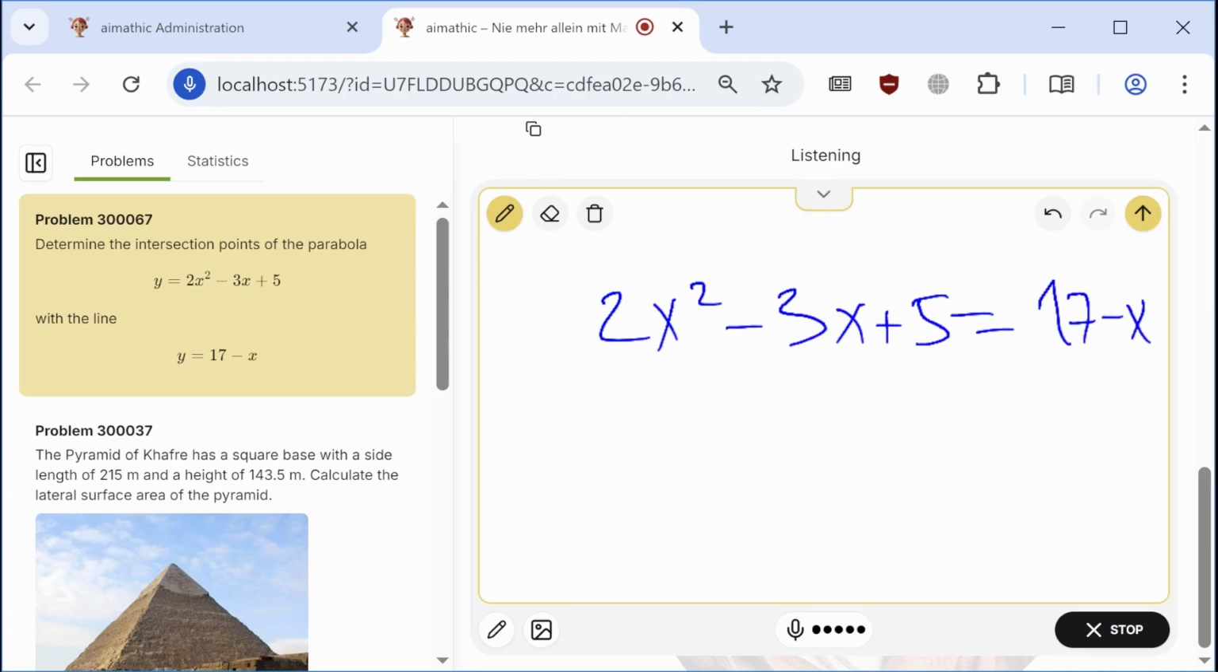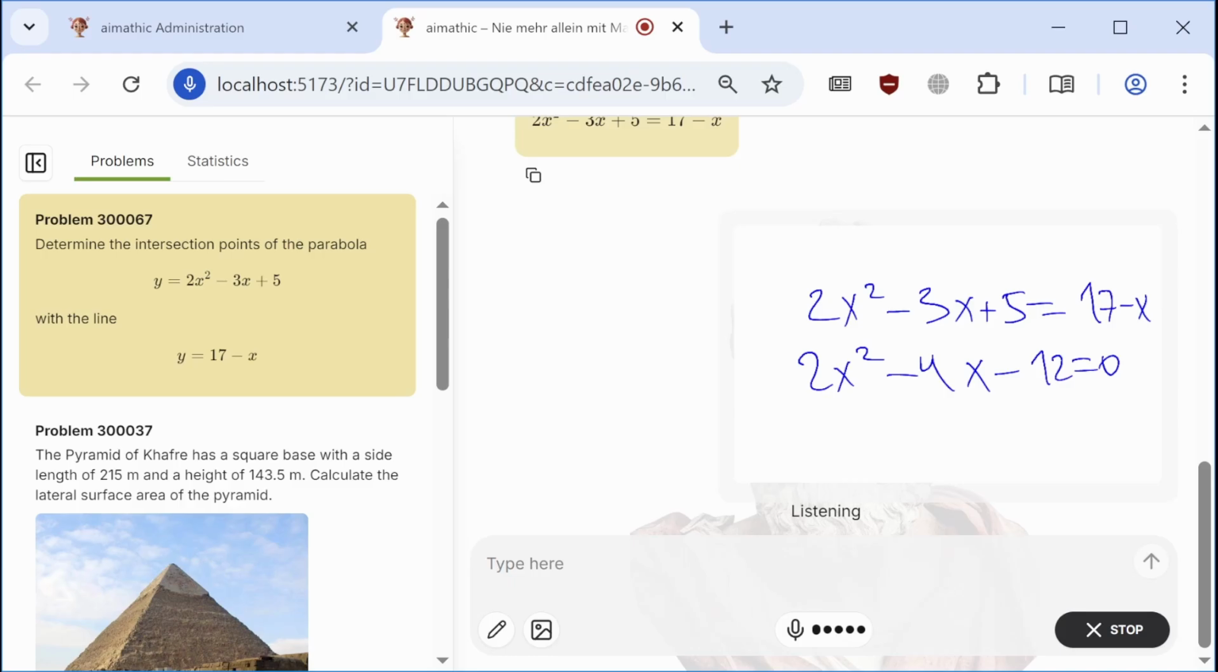Now that we have equated the expressions, what steps would you take to bring all terms to one side so that the equation equals 0? You have begun well by moving the terms. However, observe closely the coefficients of the x terms. When you add x to both sides, what does minus 3x plus x become?